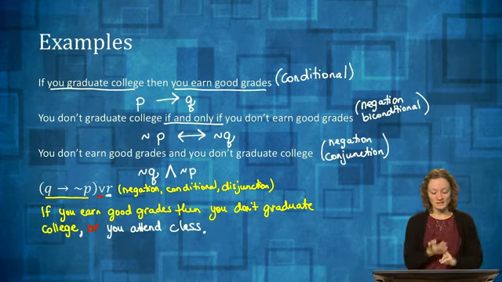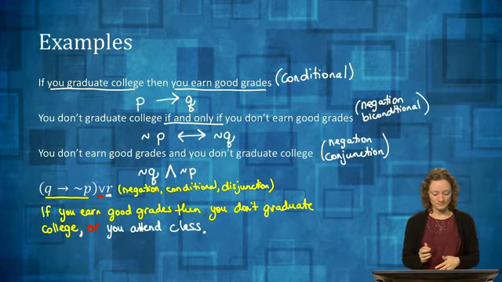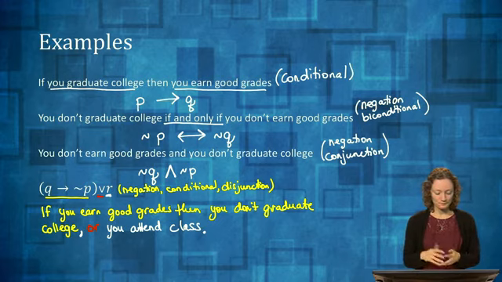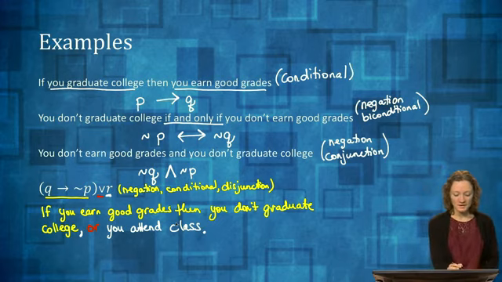If you earn good grades, then you don't graduate college or you attend class. And it's not one or the other. The or means technically or both. But you get the idea. The parentheses tells you where that comma should go.